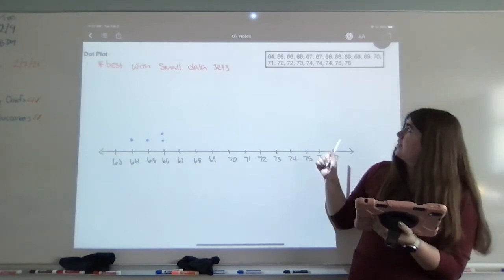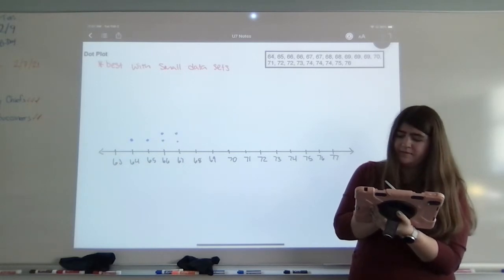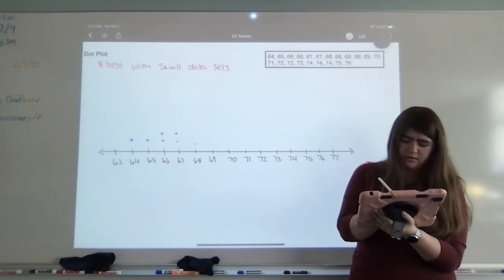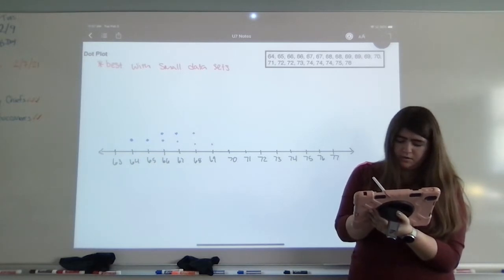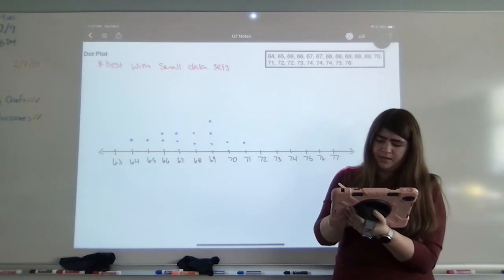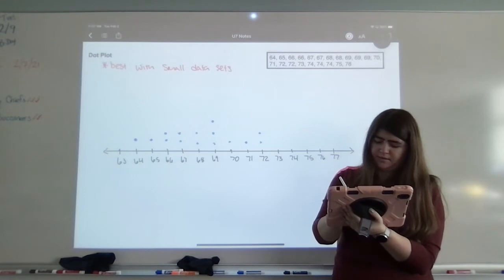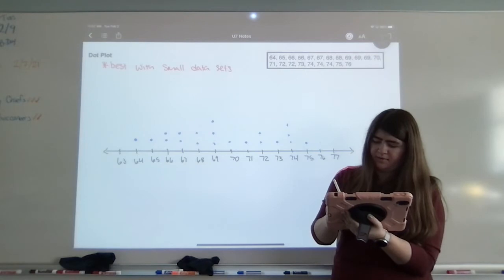All right, so now I have 67 twice, so I need 2 for that one. I have 68 twice as well. Then I have 69 3 times, so now I need 3 dots stacked on top of each other. Then I have 70, I have 1 at 71, I have 2 at 72, I have 1 at 73, I have 3 at 74. I have 1 at 75, and I have 1 at 76.